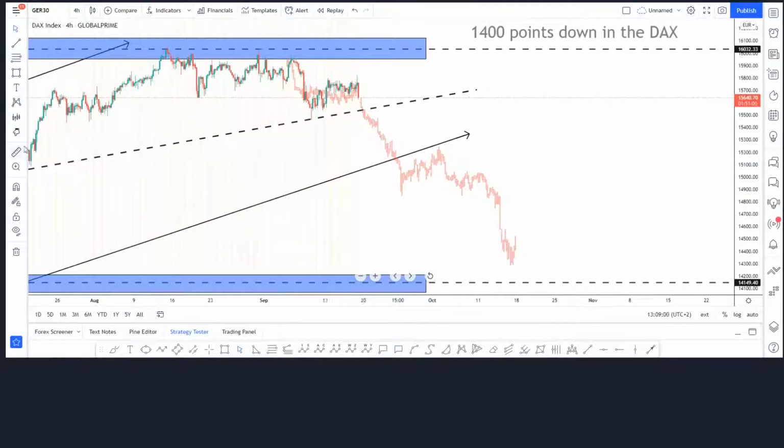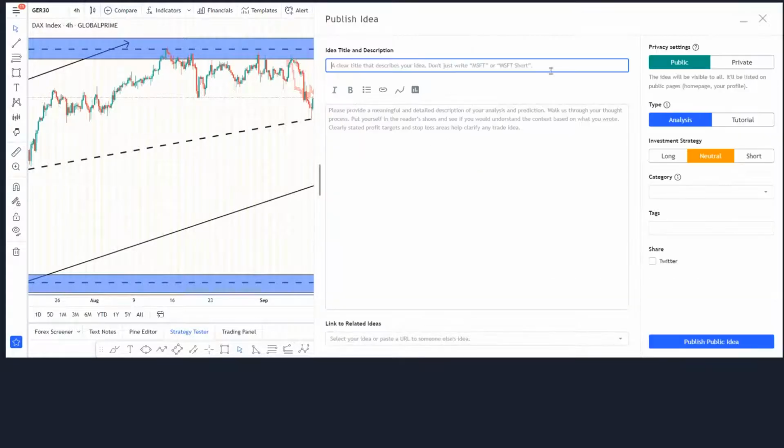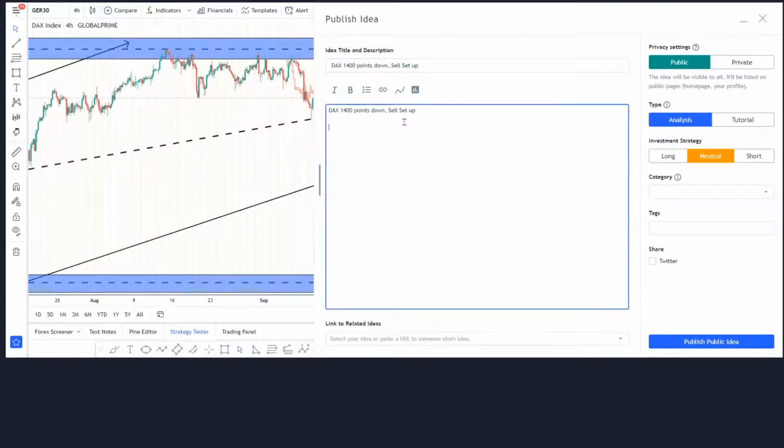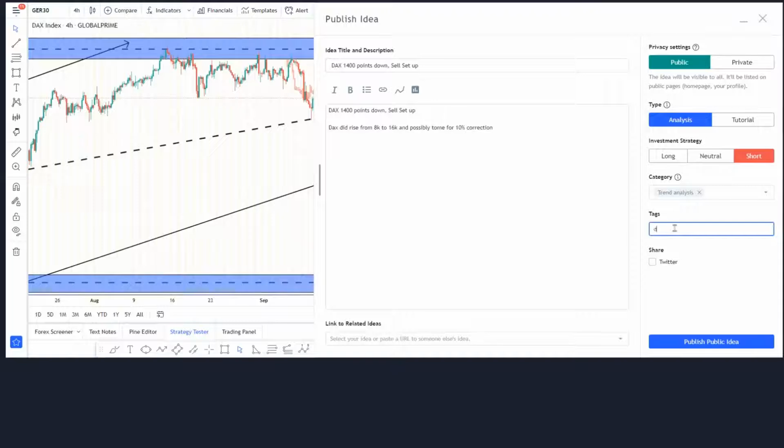So basically, this is a short setup. So basically, DAX did rise from 8K to 16K, and possibly it's time for 10% protection. This is going to be a short, and we're going to go here, and that's the DAX.